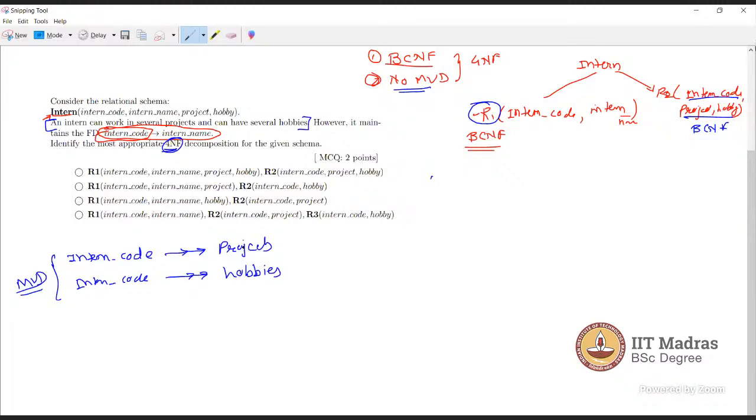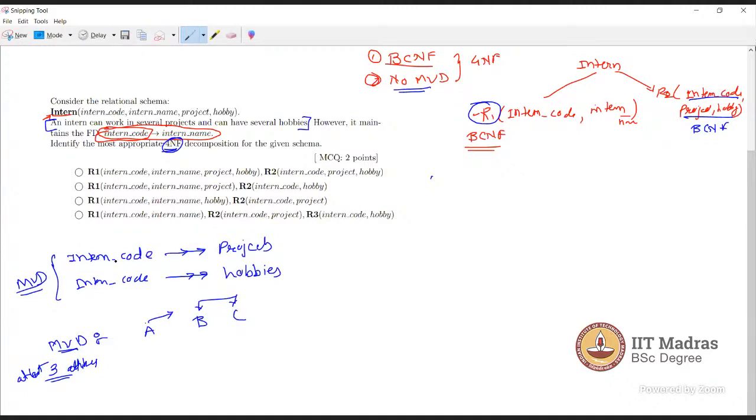Sir, but the multi-value dependency is carried to that, no, sir? So what is the definition of multi-value dependency here? See, if there are three attributes A, B, C, and both attributes B and C are independent of each other, but depend on the third attribute, that is A, then we can say it is a multi-value dependency. For a multi-value dependency, we should have at least three attributes in the relation.